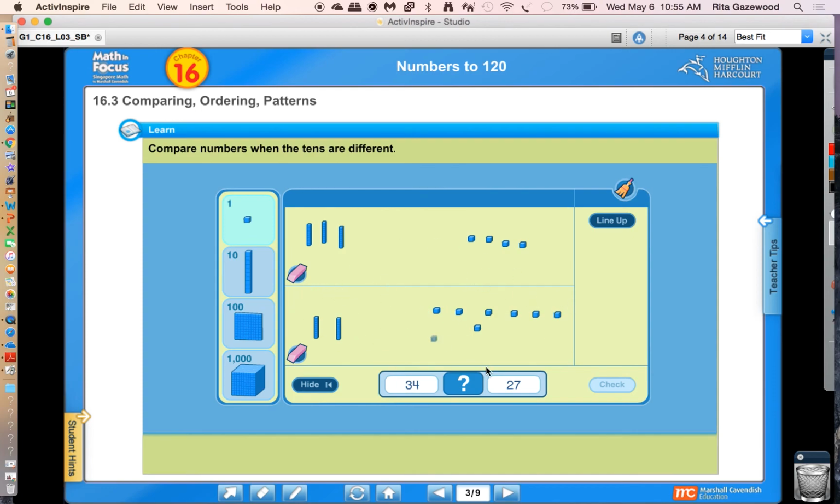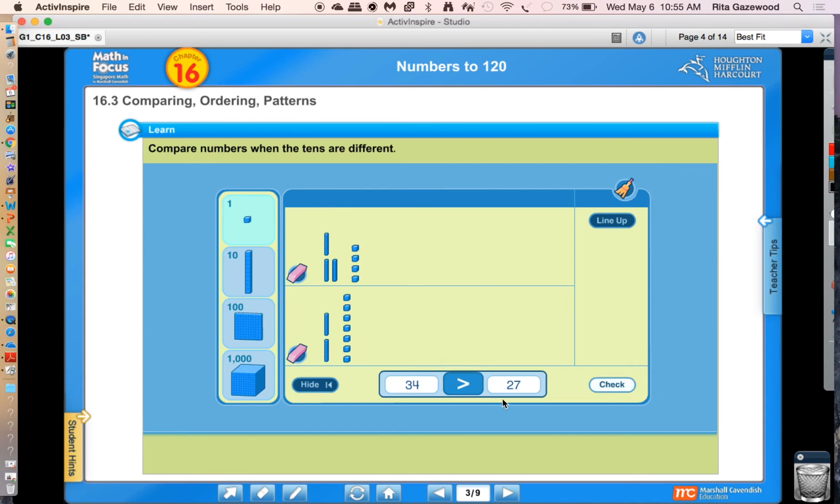2 10s and 7 1s makes 27. Now, when you're comparing numbers with these base 10 blocks, I always find it easier to compare if they're lined up. So I click the line up button and it becomes really clear. I'm looking at the 10s. Which one has more 10s? That's right, 34. So I'm going to have you make a prediction. Is 34 greater than 27? Is it less than 27? Or is it equal to 27? Greater than, equal to, or less than 27?